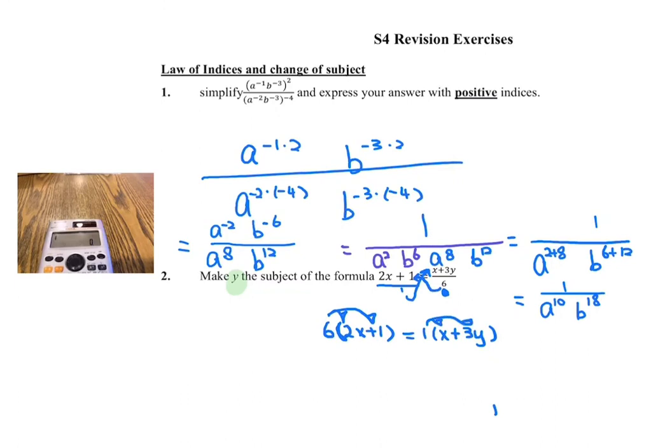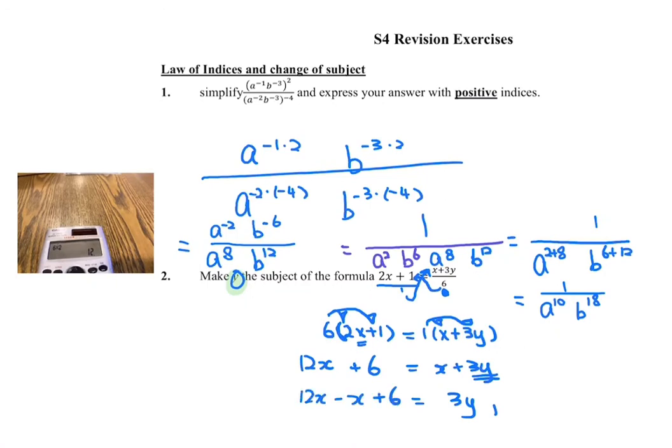6 times 2, just click calculators no matter what you have. So 6 times 2, you get 12. So you also write 12x, remember there's an x, and then plus 6 equals x plus 3y. And because you have to make y the subject, just put y on one side and the rest of the things on the other side. So 12x minus x plus 6. What is 12x minus x? Yes, you have 12 apples, you take away 1, so 11 is left, plus 6 equals 3y.